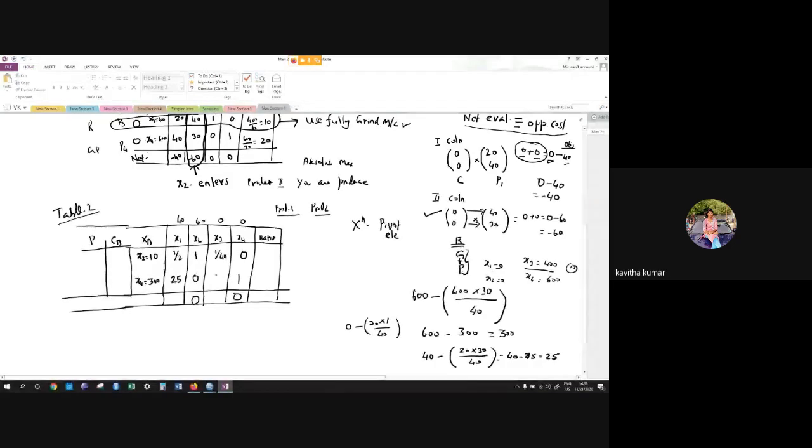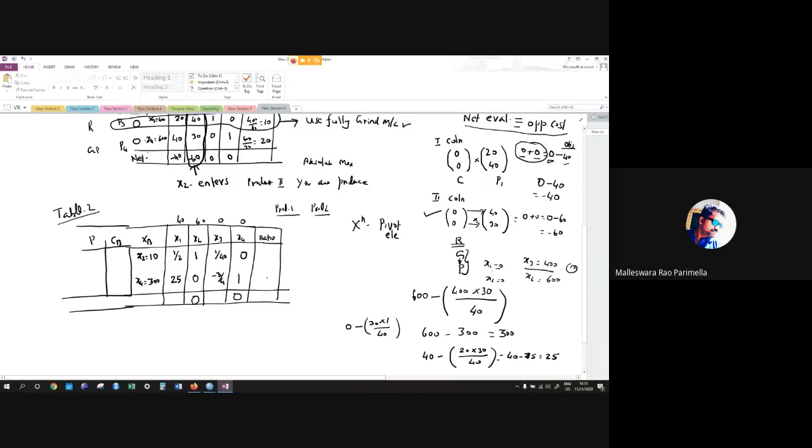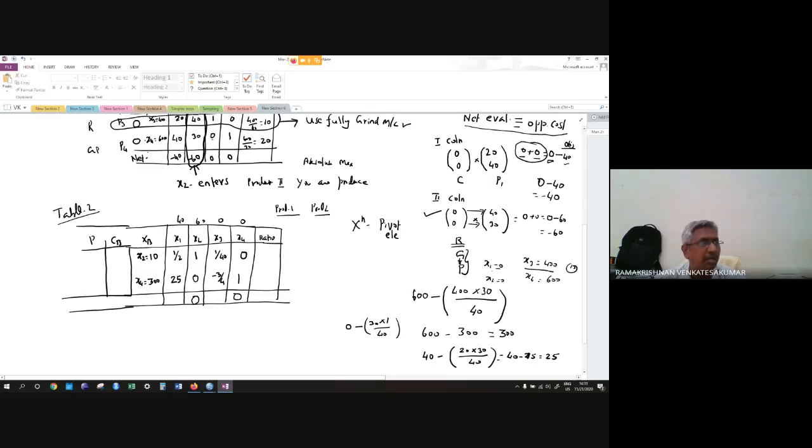Minus 30 by 40. Yeah, minus 3 by 4. So I filled the table part. Sir, explain column number 3, sir. This one. I take this zero to be replaced. I write the entry zero.